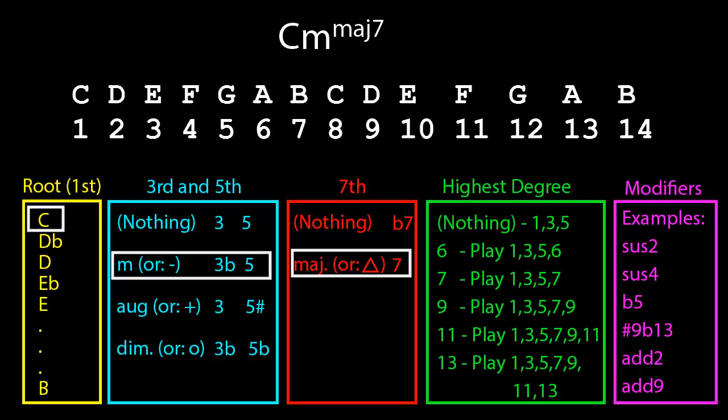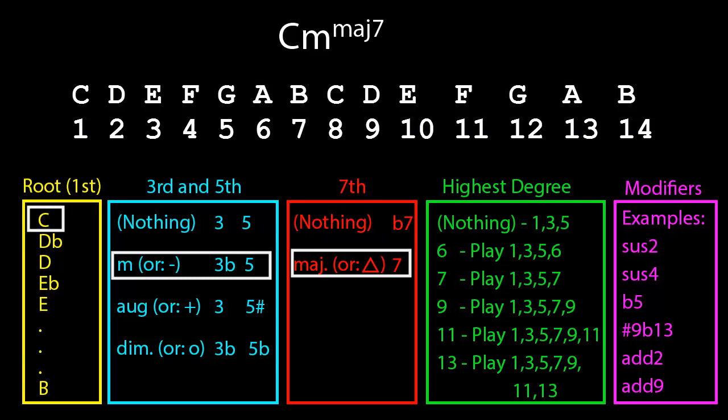If there's no number, you just end up playing the 1, 3, and 5 degrees. If you see 6, play the 1, 3, 5, and 6 degrees of the scale. If you see a 7, play 1, 3, 5, 7. Then if you see a 9, 11, or 13, just keep on adding odd numbers. For example, a 13 means play the 1st, 3rd, 5th, 7th, 9th, 11th, and 13th degrees of the scale.